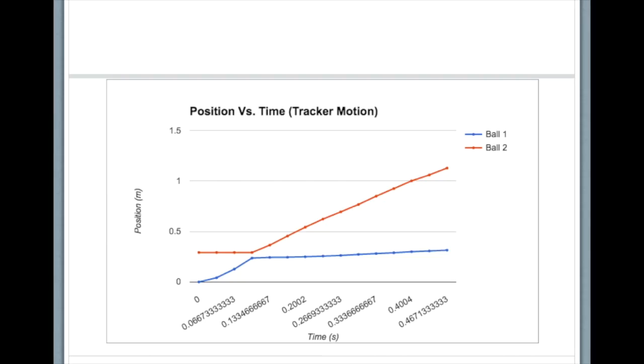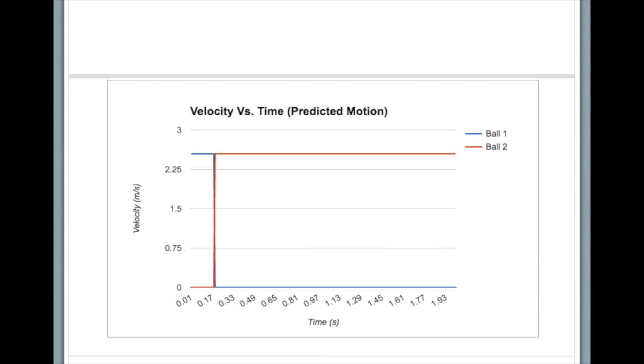In order to compare predicted and observed motion, I compared the observed position versus time through tracker and the predicted velocity versus time printed off in the code. In the position versus time data, you can see that there's not a straight line in ball 1 or ball 2, meaning the velocity is not constant throughout. There's also some movement in the position of ball 1 after the collision, which is not expected in an elastic collision. In contrast, the velocity versus time graph shows constant velocity, initially in ball 1 up until the collision, and then in ball 2 throughout the rest of the experiment.